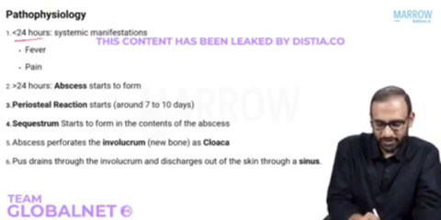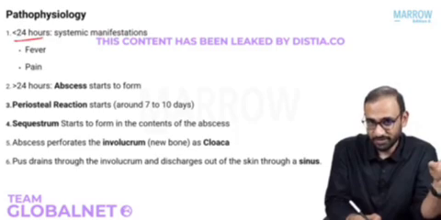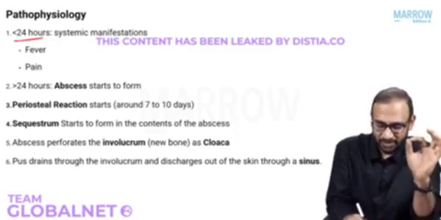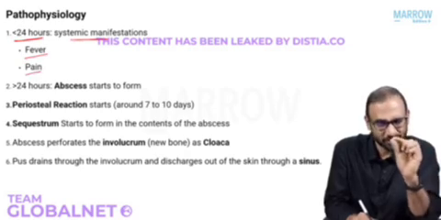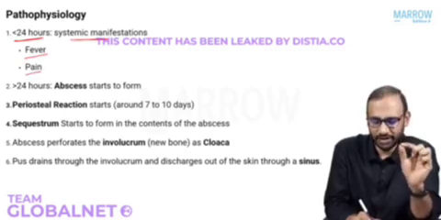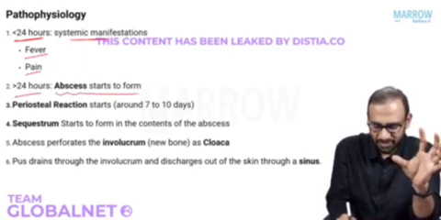So less than 24 hours, we call it acute osteomyelitis before sequestrum. Less than 24 hours, systemic manifestations will be there. There will be pain and fever from the patient because the abscess is very, very small. Pus has just started to collect. But after 24 hours, this pus collection is large, so abscess starts to form. Right? Okay? So far you've understood.